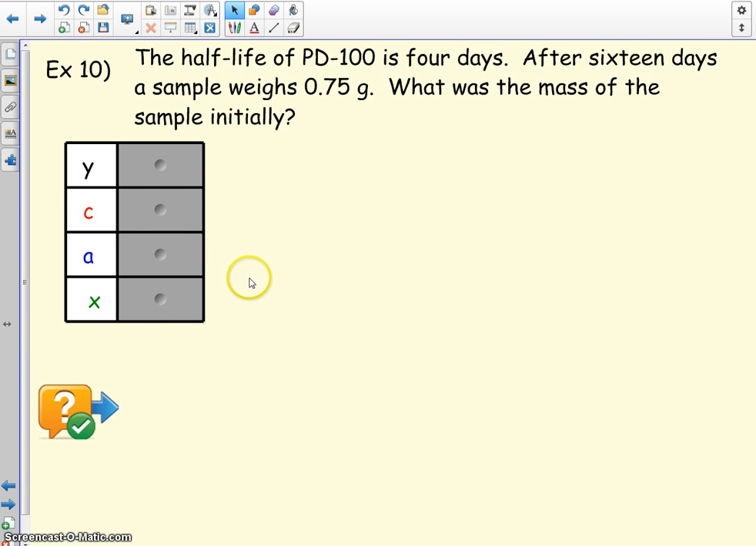Alright, so one last example. Again, why don't you try this one on your own? Try and put everything together. I'm giving you the half-life. I'm telling you how much it weighs after a certain amount of time, and I want to figure out how much it weighed initially. So I'll let you try and work through that on your own, and then we'll run through it together.